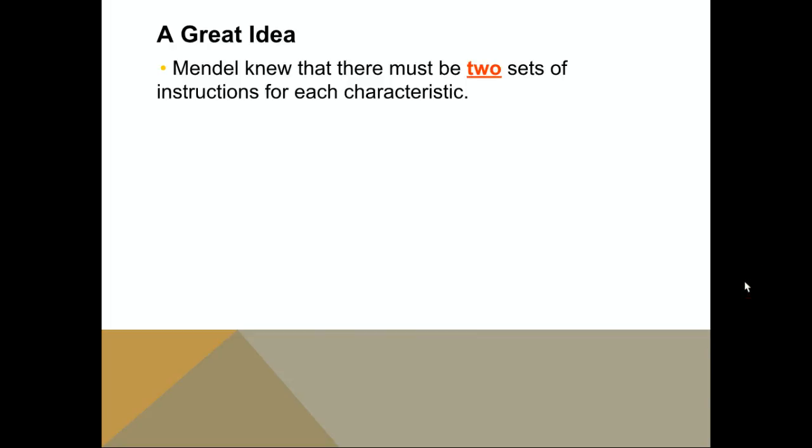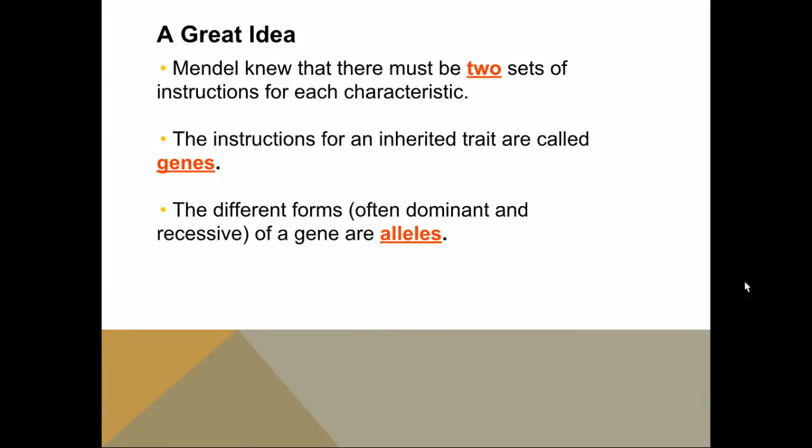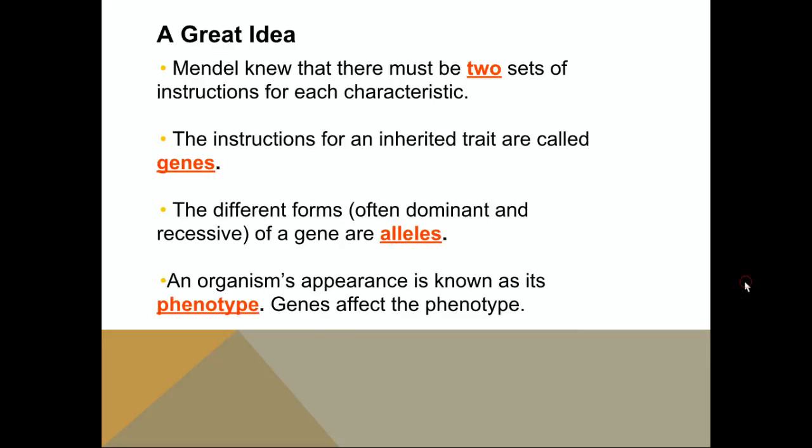So, a great idea. Mendel knew that there must be 2 sets of instructions for each characteristic. And the instructions for an inherited trait are called genes. Originally, Mendel referred to them as factors, but now we refer to them as genes. The different forms, often dominant and recessive, of a gene are called alleles. So you get one allele from your mother, one allele from your father.